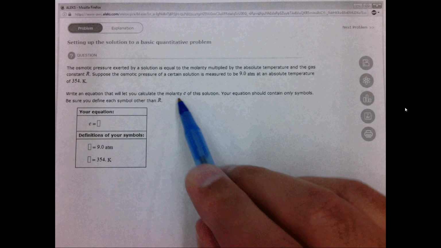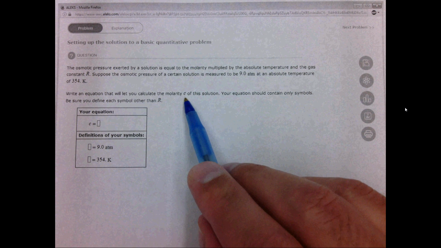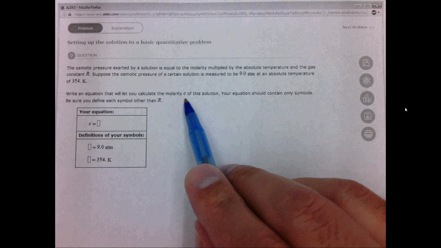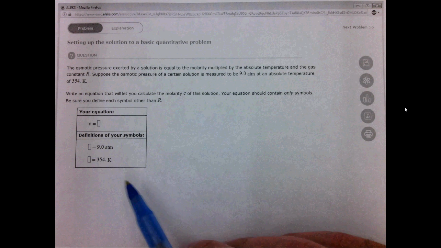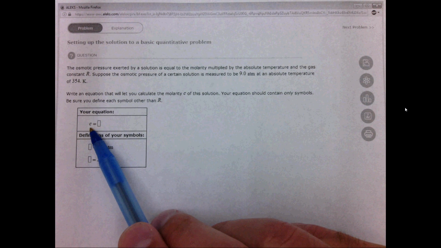So we're going to use molarity. We're going to use C for concentration. So we don't want to use M, we do want to use C because that's what it's looking for. You can see here it says C equals.